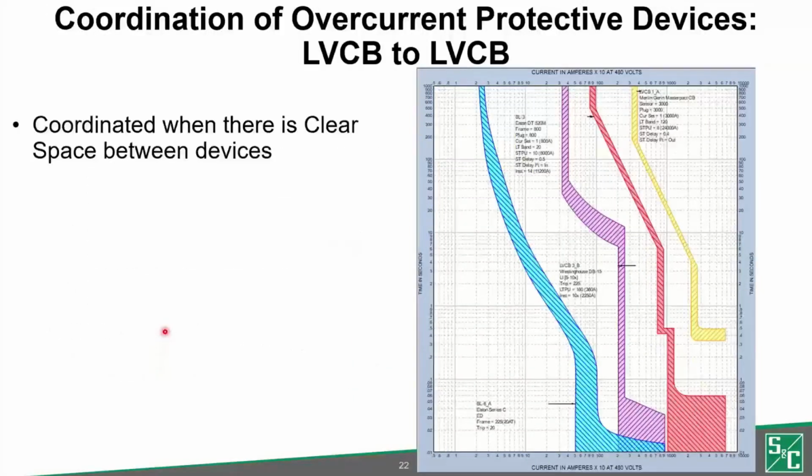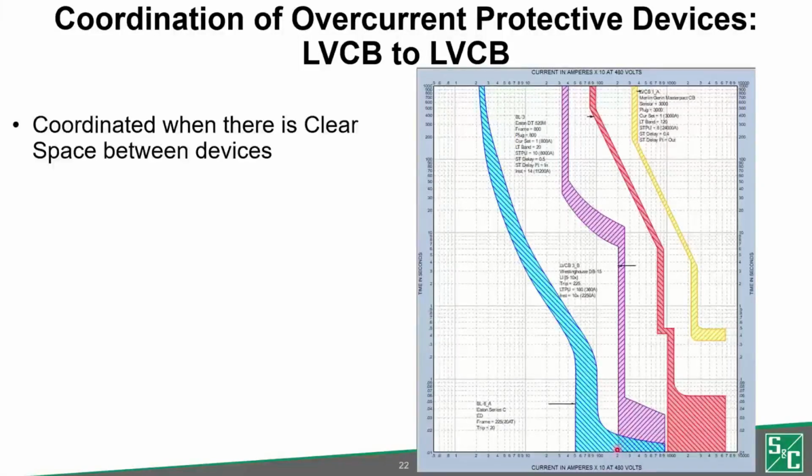Next, we're going to talk about low voltage circuit breakers. Namrata did a really good job describing the thermal and the magnetic portions and the long time and the short time of these curves. But again, when we're coordinating together, we're looking for that clear space because we already have this band of tolerance that it could trip in. So as long as we're outside of that, we're going to be coordinated.